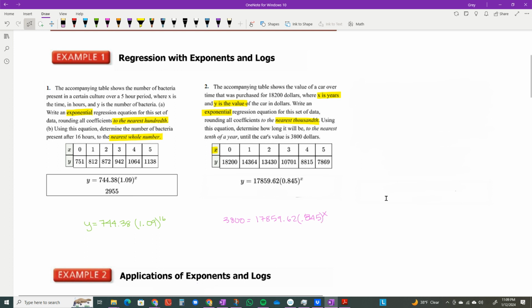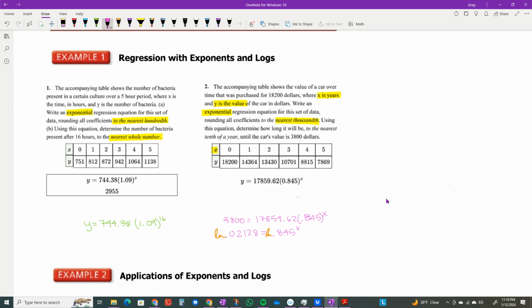How many years. So I'm going to divide by that 17859, and I'm going to get a decimal. It tells me to carry it out to the nearest tenth of a year. So I get a little paranoid. I'm going to carry it out: 0.2128 equals 0.845 to the x. How do I solve it from here? I got a variable in the exponent. I got to take the log of both sides. So I'm going to take ln of both sides.